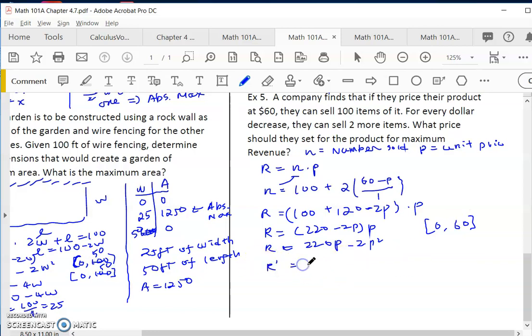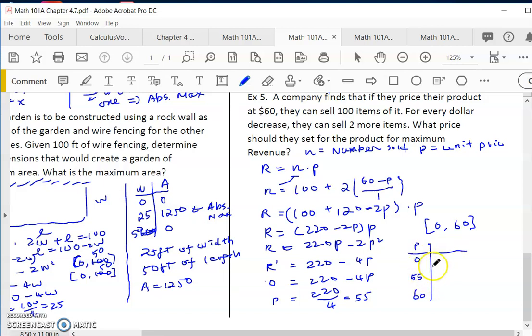R prime is very easy to do. It is 220 minus 4P. So what is P? 0 equals 220 minus 4P. P is equal to 220 divided by 4, that is 55. So at $55, apparently that is either the maximum or minimum. So let's build a table. Our price could be 0, the lowest. It could be 60 because these merchants just want to lower the price. And then 55 is the critical point.